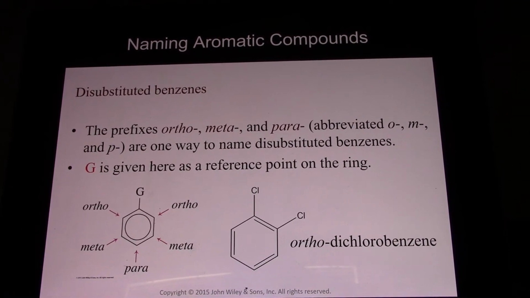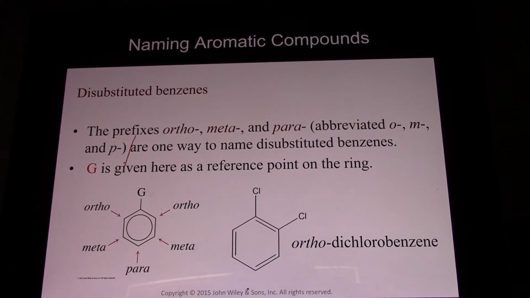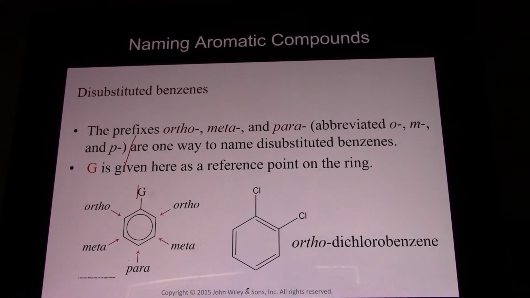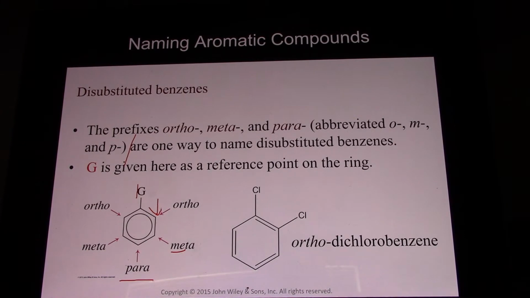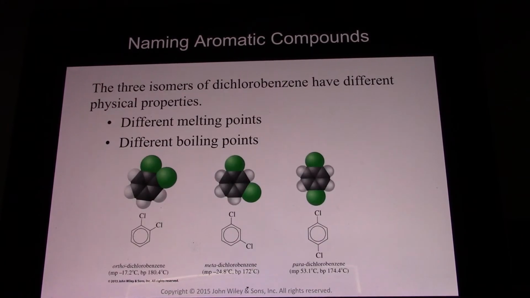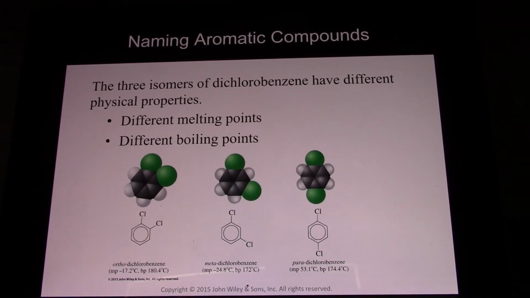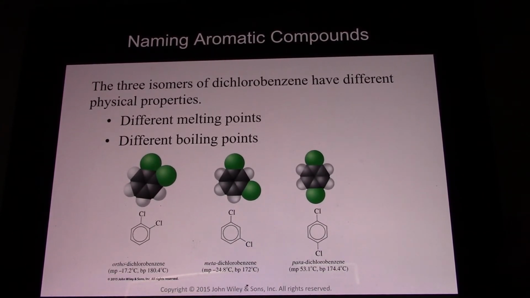Disubstituted benzenes. If your first substituent is here where G is, and the second one is right next to it, that's ortho. If it's 2 away, it's meta. And if it's a 1,4 pairing, it's a para position. So that's the ortho position, so this is ortho-dichlorobenzene. Here's the meta position, and here is the para position compared to that G, which is given as a reference point on the ring. The 3 isomers of dichlorobenzene have very different physical properties, different melting points, different boiling points.